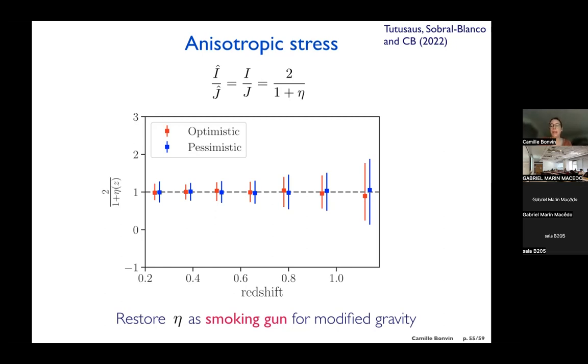The error is mainly due to the difficulty in measuring the dipole. And so this method really restores eta as a smoking gun for modified gravity. If with this method we find an eta which is different from 1, then we can say for sure it is due to modified gravity. It cannot be due to a dark force acting on dark matter. It's really a modification in Einstein equation that modifies the relation between phi and psi.